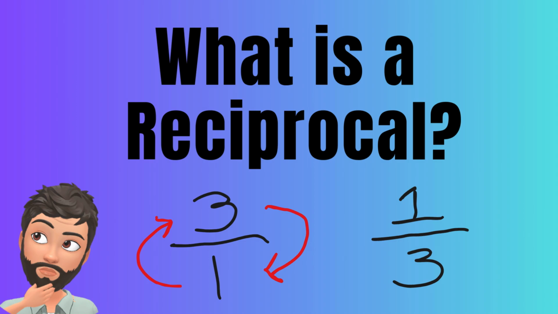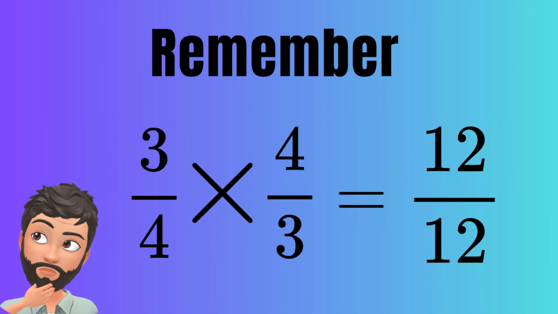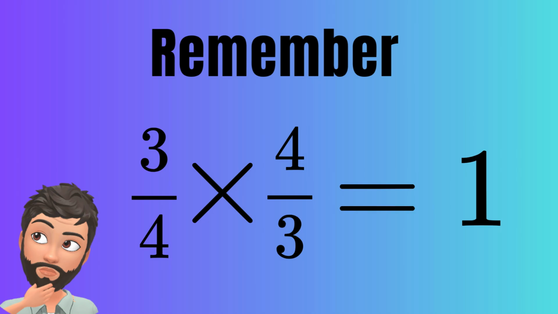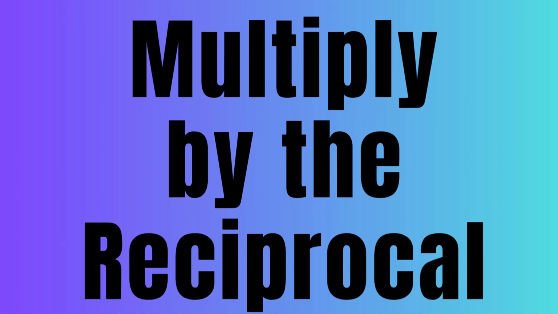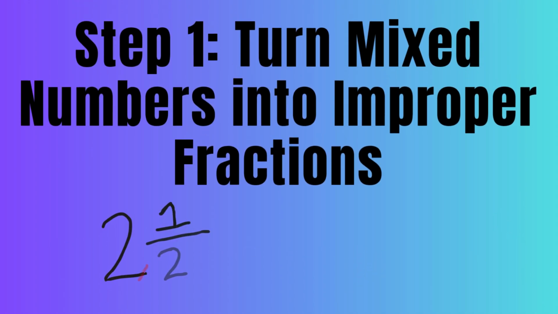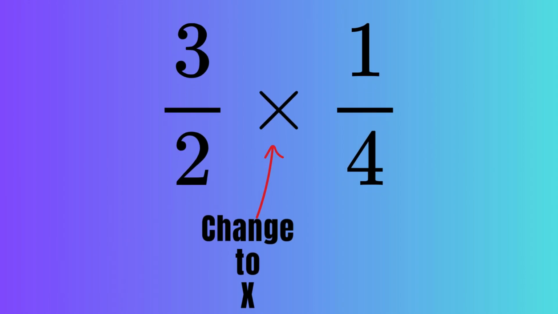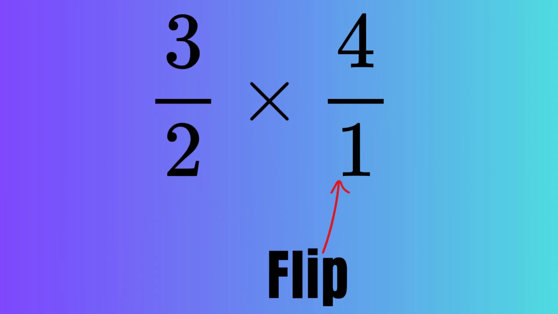Think of it like flipping the fraction upside down. Remember, whenever you multiply a number by its reciprocal, you always get 1. And that's exactly what we do when we divide fractions. We multiply by the reciprocal. All right, let's get back to dividing fractions. First, we turn mixed numbers into improper fractions. Then we keep, change, flip. Keep the first fraction, change division to multiplication, flip the second fraction.